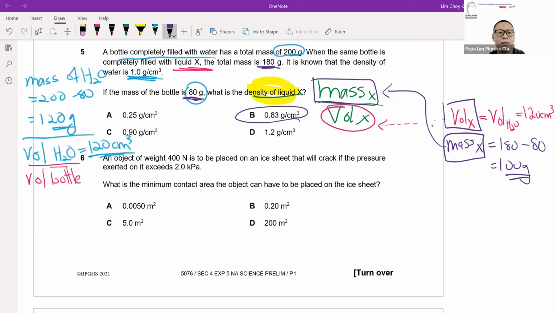Now, question 6. Pressure. The pressure formula we have to take note of is force per unit area, which is the perpendicular contact area. The only thing we have to take note of here is the pressure here is 2 kilopascal. 2 kilopascal in SI unit will be 2000 pascal. So the pressure here will be 2000 pascal.